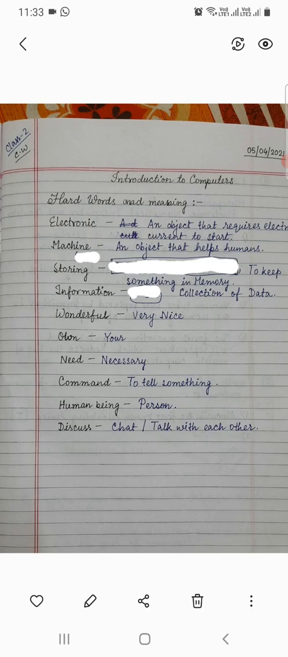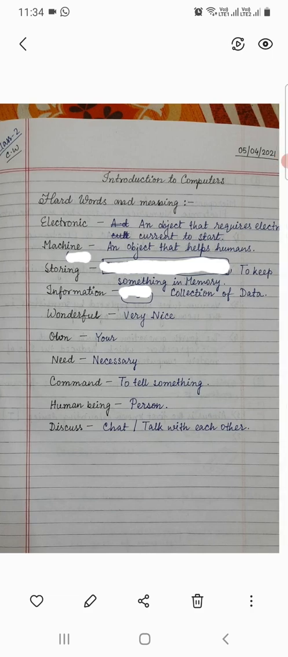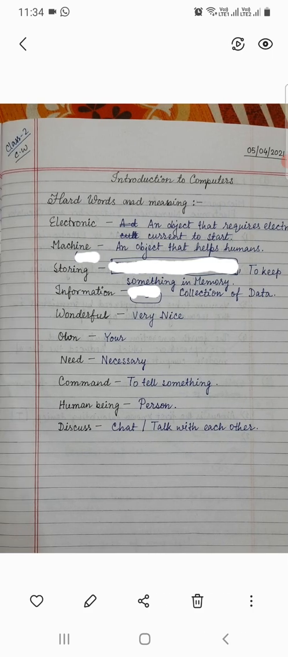First word, that is electronic. What does it mean? It means an object that requires electric current to start. And the next word is machine. That means an object that helps humans. Next word: storing. That means to keep something in memory.